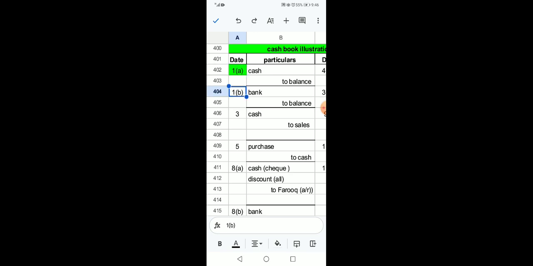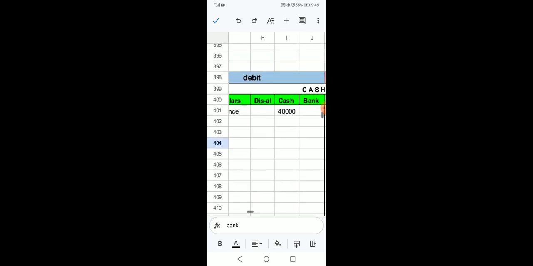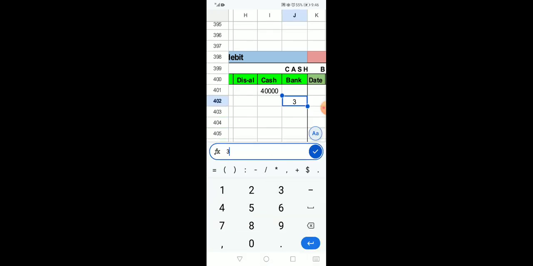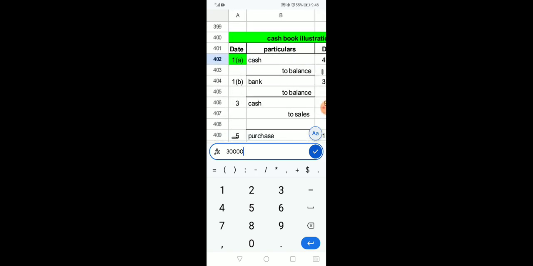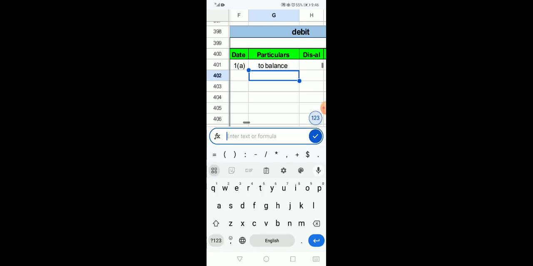Now let's see what is in the second entry. We have two elements, bank and balance, but only one element is associated with the cash book. Bank is debited with 30,000. Go to the debit side of the bank and write 30,000 over here. All right. Next step is to see the reference of this entry, which is balance. So you will write to balance over here as a reference.